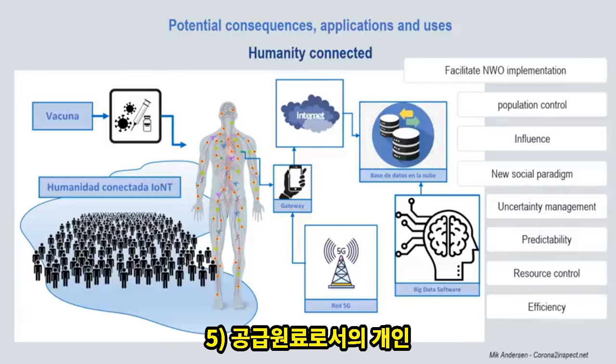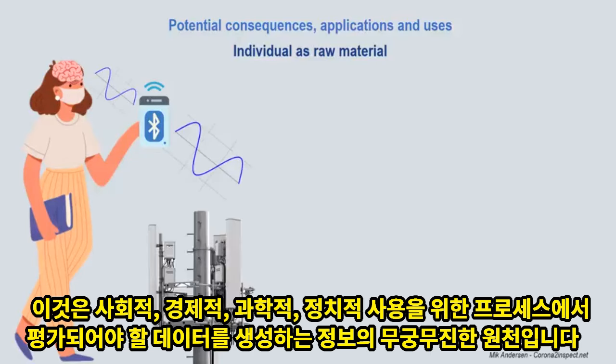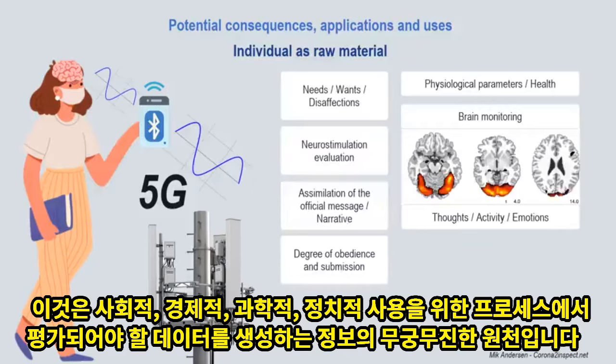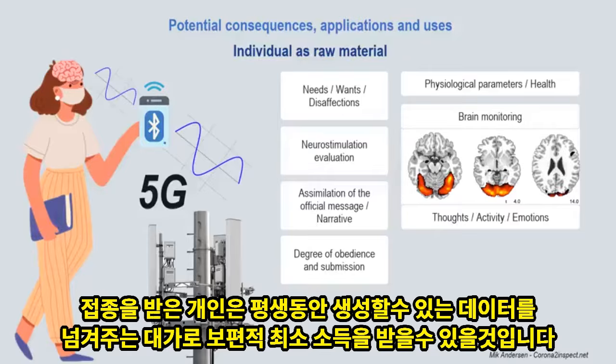5. The individual as feedstock. An intracorporeal network would turn the individual into feedstock. This is an inexhaustible source of information, generating data to be recorded, evaluated and processed for social, economic, scientific, and political use. Perhaps, partly for this reason, inoculated individuals could receive a universal minimum income, in exchange for handing over the data they may generate in the course of their lives.